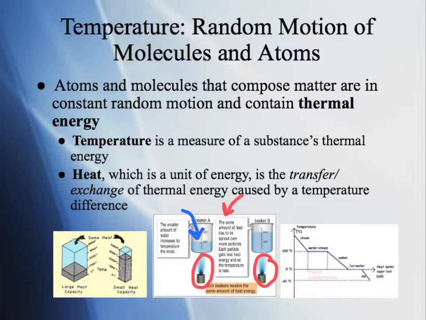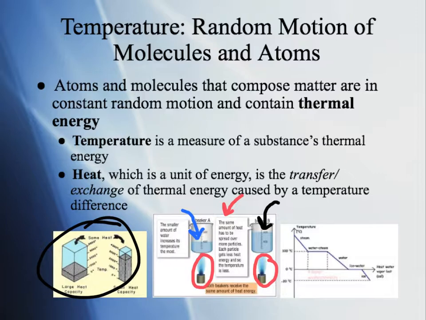Beaker B is going to take a lot longer to heat up because it takes longer to get all those molecules moving at a higher speed. So even though they have the same amount of heat being transferred from the flame to the water, the temperature is going to be different. So see, heat and temperature are definitely different from each other. This picture over here is kind of representing the same thing.